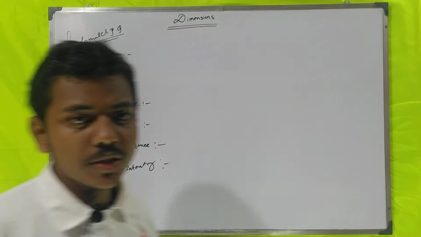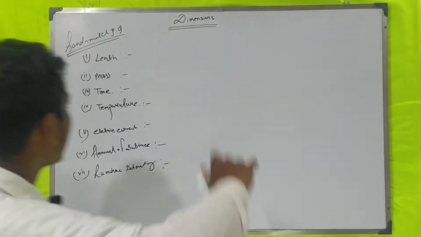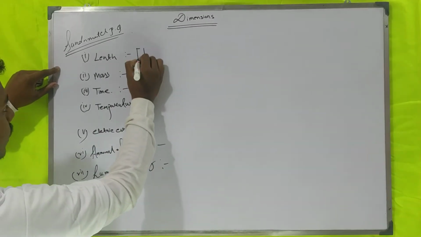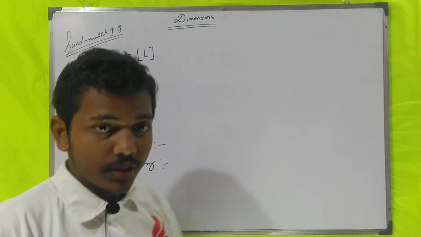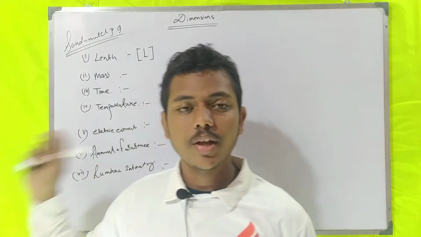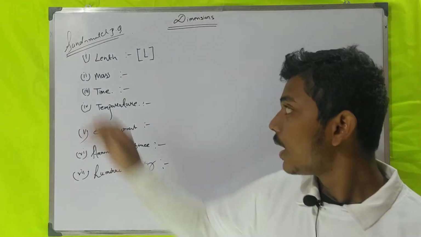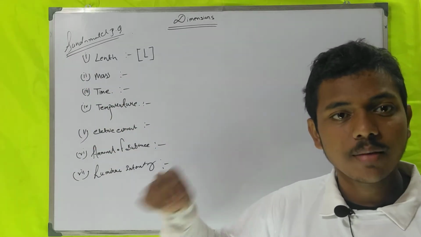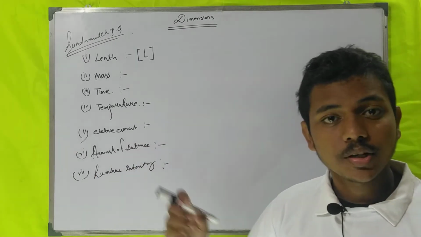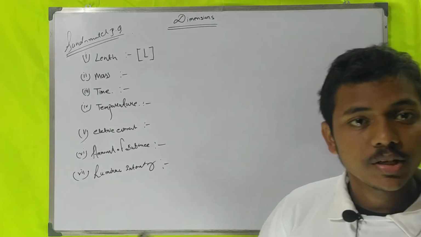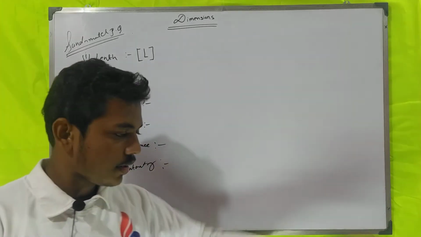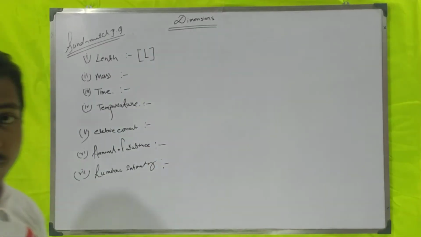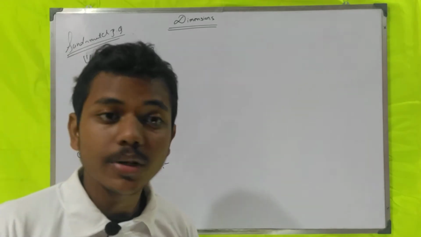So how can you find the dimension of these? What is the difference between dimension and units? Suppose length has lots of units: meter, centimeter, kilometer, decameter, decimeter, inches, foot, and hand. There are lots of units, but the only standard unit is the SI unit.